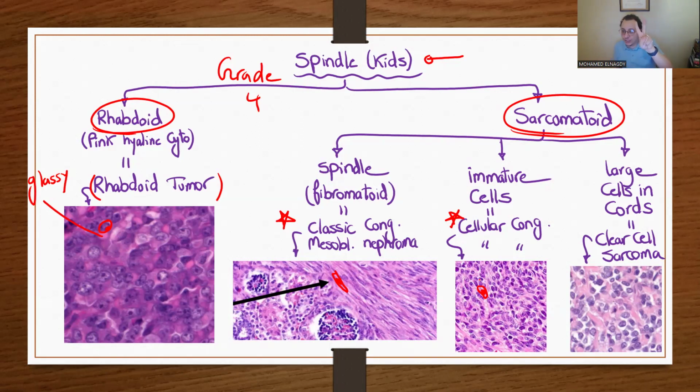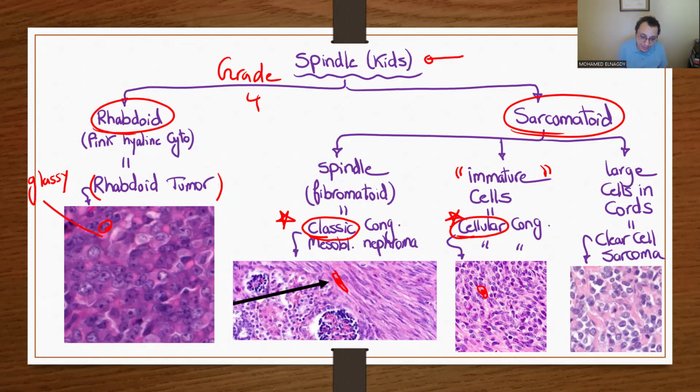There are two types of congenital mesoblastic nephroma, though. There is the classic type and there is the cellular type. Cellular type is just immature cells all over. The immature spindle cells are everywhere. There is no other component other than just some immature spindle cells which look like immature nephroblasts, but they are not forming any pseudoglomeruli, not forming any well-formed structures. That's usually cellular congenital mesoblastic nephroma.